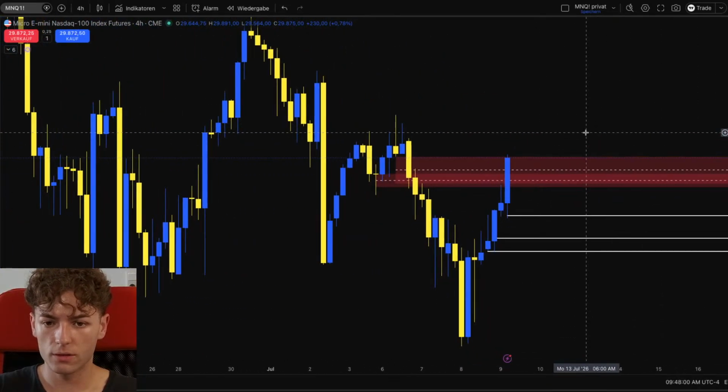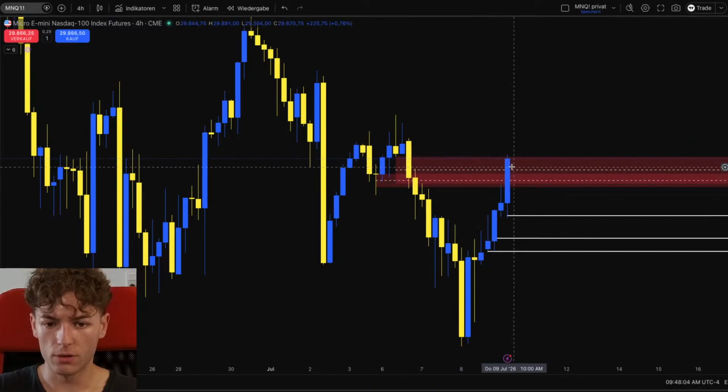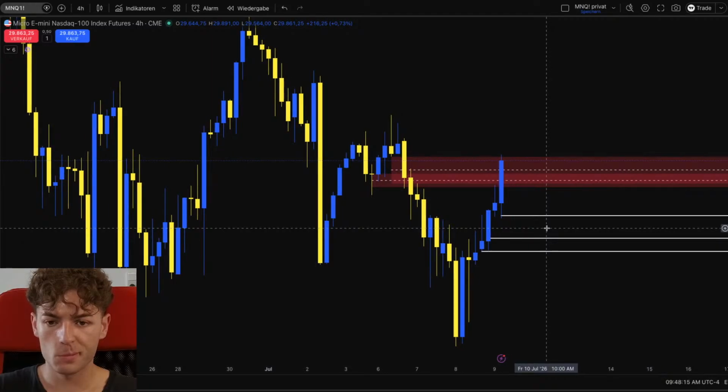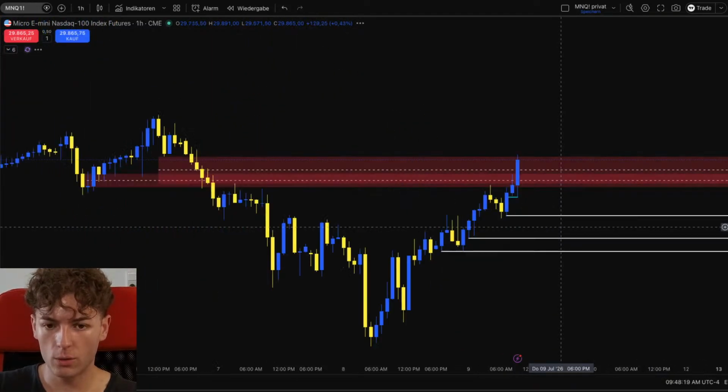For our chart, still respecting this fair value gap, but look at this bullishness in here. We have immediate rebalance. That's very bullish. 1 hour.